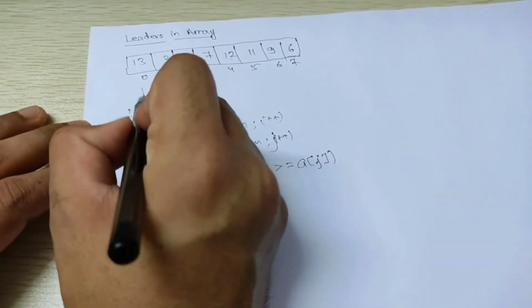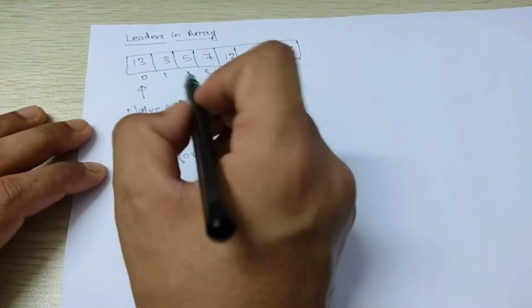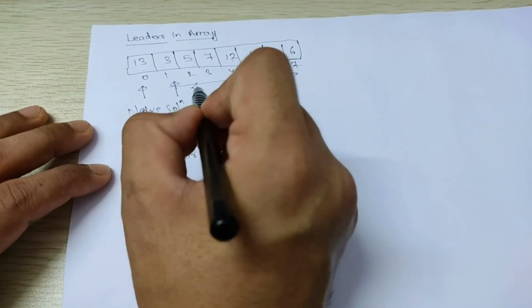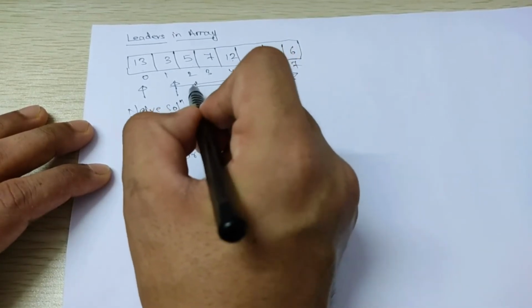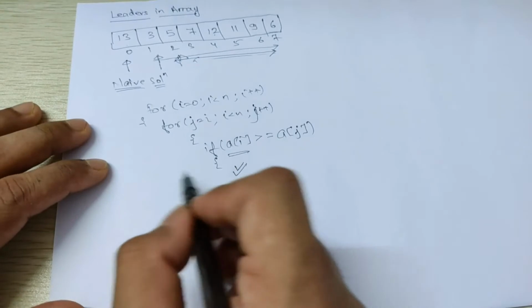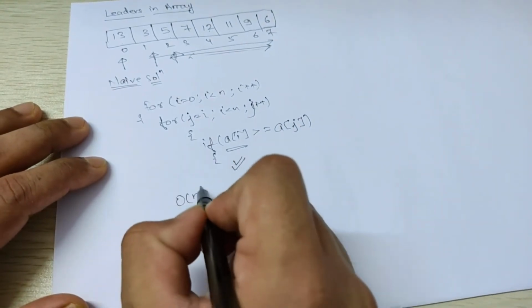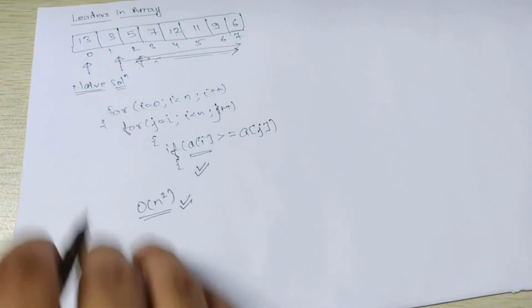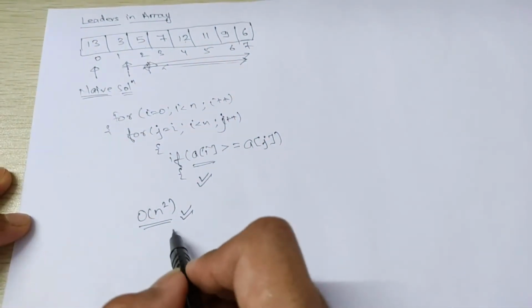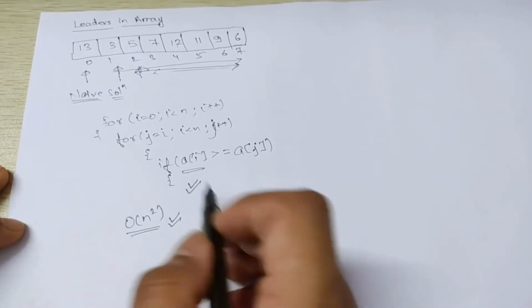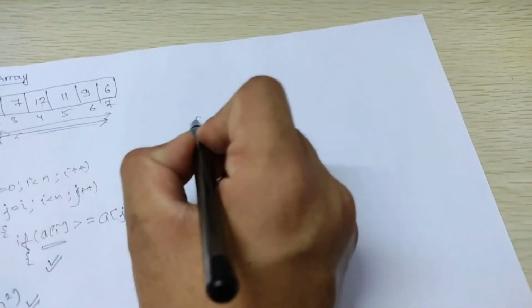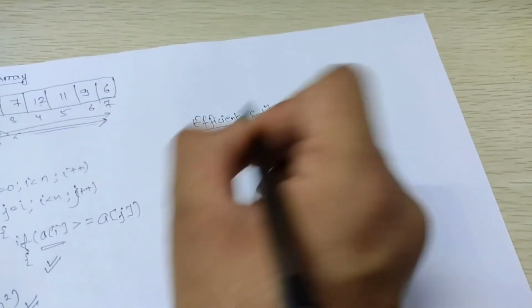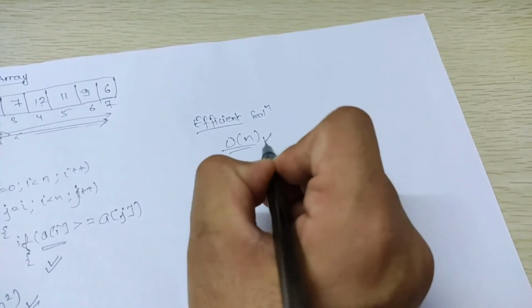So if the loop starts with 13, then it will compare with all the elements, then i will move and it will again compare with all the elements, then i will move and it will compare to all the elements. This way the time complexity of this solution will be order of n square. So this is a naive solution, but we do not want to do it because it takes a lot of time complexity. So we have to move to an efficient solution. This efficient solution will take time complexity order of n. Let's see how it will take order of n.